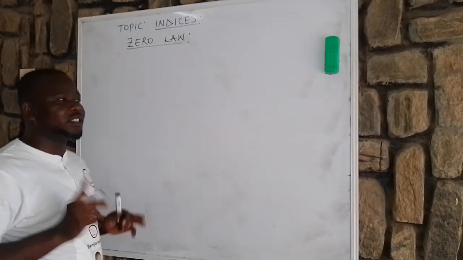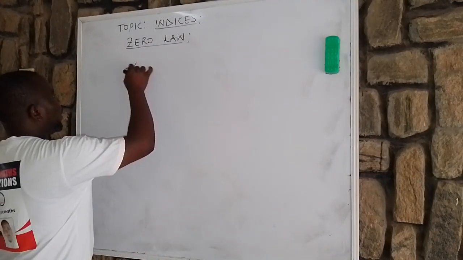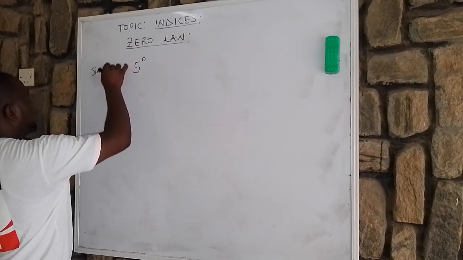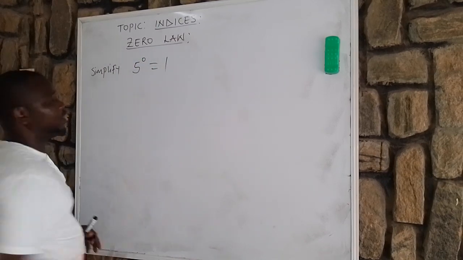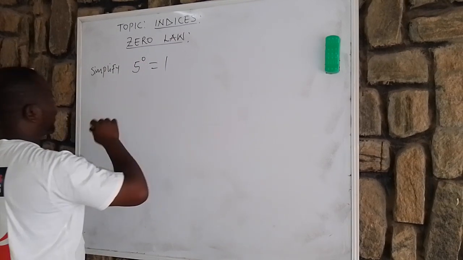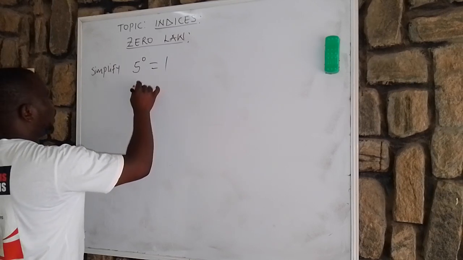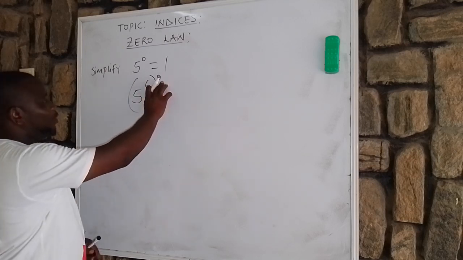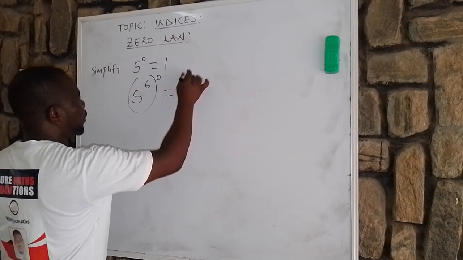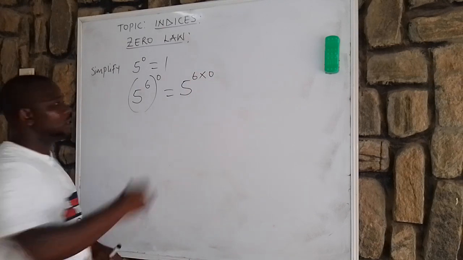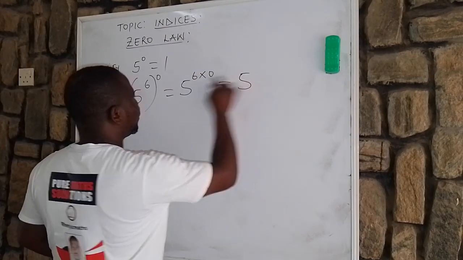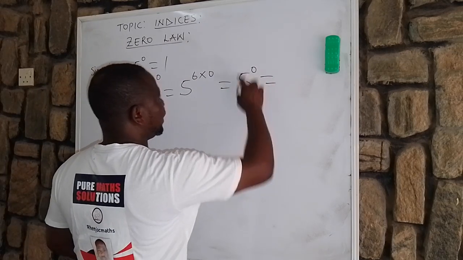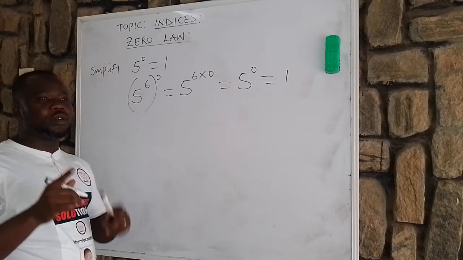So whenever you are applying zero law, take note that if you are asked to simplify 5 raised to power 0, this means 1. Even if you have 5 raised to the powers of 6, close bracket, raised to power 0, you will still apply power law because this is the same as 5 raised to power 6 times 0, which gives you 0. Then 5 raised to power 0, and anything raised to power 0 is 1. Take note of this.